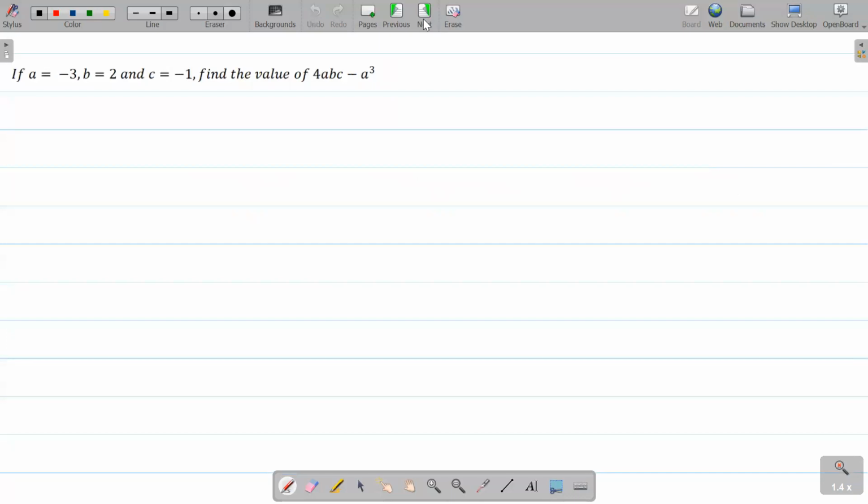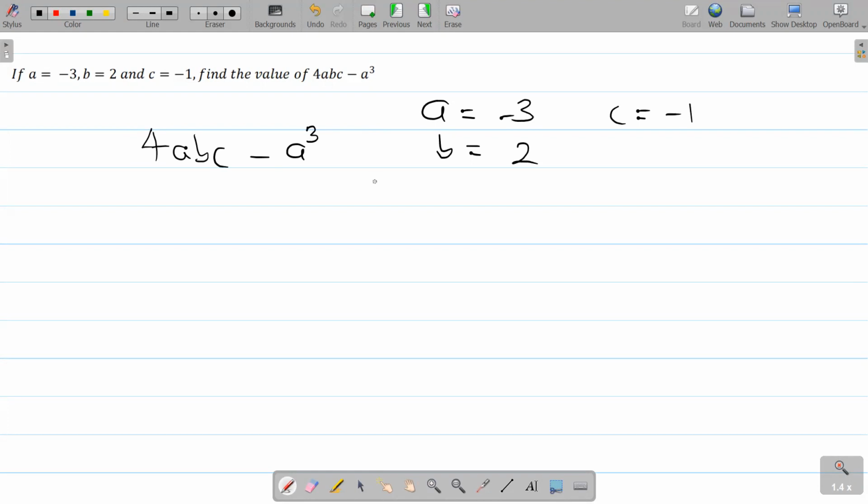Okay, so let's look at this question because some of the questions you'll be solving them. So we have 4ABC minus A exponent 3. And we've been given A to be minus 3, B giving us 2 and C giving us minus 1. So I'll need you to solve this at your end and let's see what you're going to get for us.